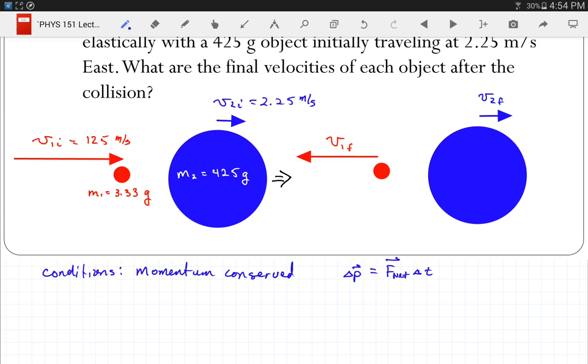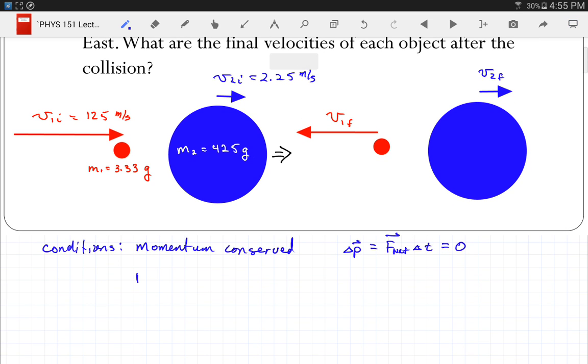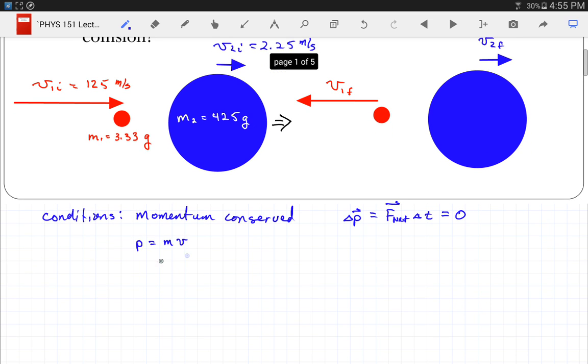So if I take my system to be these two balls, I've given you no information to suggest that there are any external forces, so we have to assume that the external forces are zero, hence the net force is zero, and so the change in momentum must be zero. So momentum must be conserved. Now momentum is P equals mv. It's a vector, but once again, I'm just going to use to the right as positive. So that means my momentum initial and momentum final must equal each other.